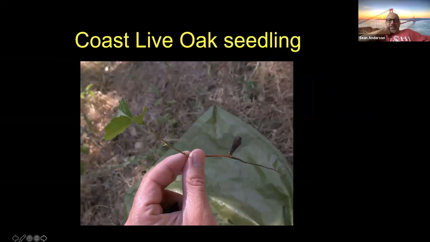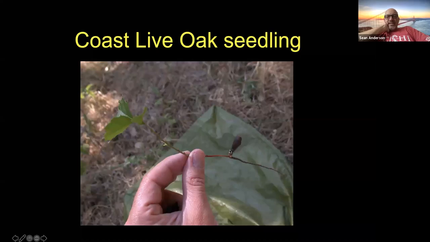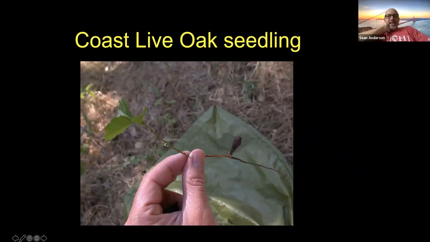Okay, coast live oak seedlings. Here's a seedling right here. And so here's that acorn. The little acorn has germinated. He's thrown down a root and he's thrown up a shoot. And this would be a seedling that is doing well, germinated, and is starting to grow.